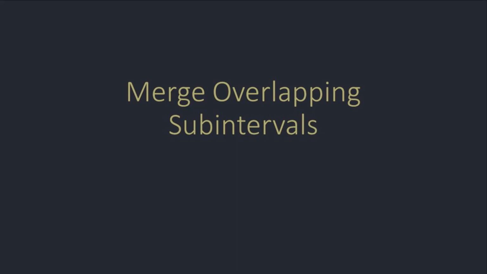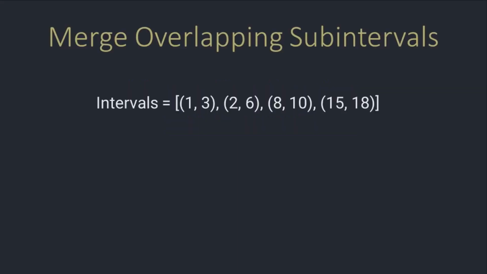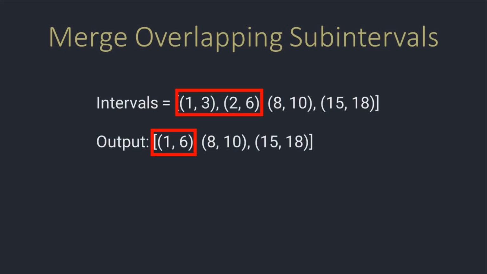Merge overlapping subintervals. We are given a list of intervals. The first element of each list item is the start and the second element is the end of the interval. The problem is to merge overlapping intervals. For example, if our input is [1,3], [2,6], [8,10], [15,18], the output will be [1,6], [8,10], [15,18]. In the output, the first element [1,6] is obtained by merging the first and the second interval as they are overlapping. And this is because the start of the second interval, that is 2, is less than the end of the first interval, 3.